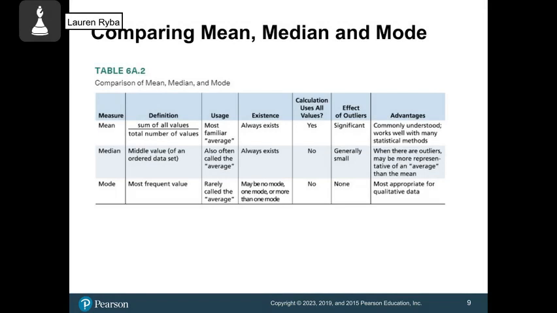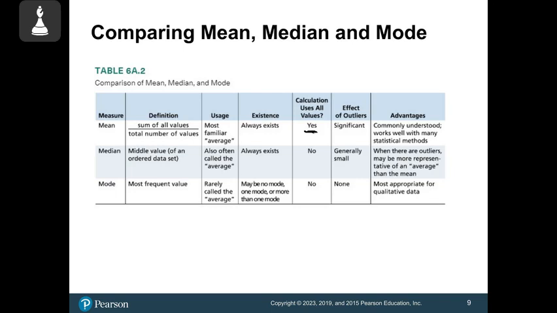So let's talk about the mean, median, mode a little more. The definition of the mean we talked about is add all of them, divide by how many there are, commonly called the average. This will always be able to be calculated, but it is affected by outliers because the calculation uses all of the values. Advantages of it, everybody understands the average. Disadvantage, if there's outliers, it's not a very good representation.